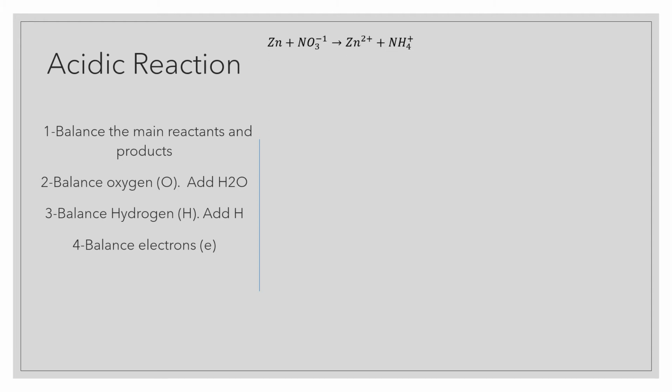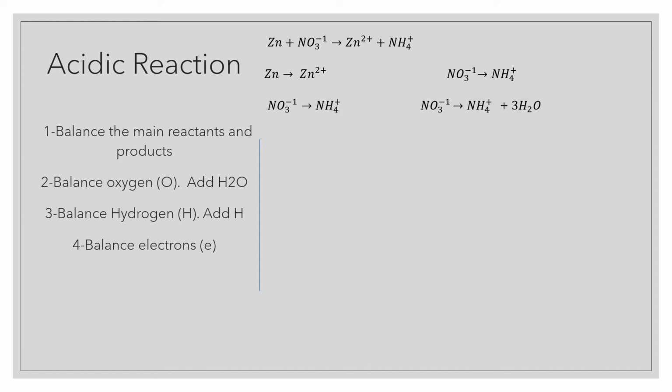So for example, we have a reaction here with zinc and nitrate. When they react together, they will produce zinc ions and ammonium ions. As we said in the first part of the video, a redox reaction is composed of two half reactions, the reduction half reaction and the oxidation half reaction. So we're going to divide this reaction into two half reactions: zinc, and then nitrate to ammonium. We're going to apply all these 4 points on these two reactions to balance both, and then add them together at the last part to make one reaction.